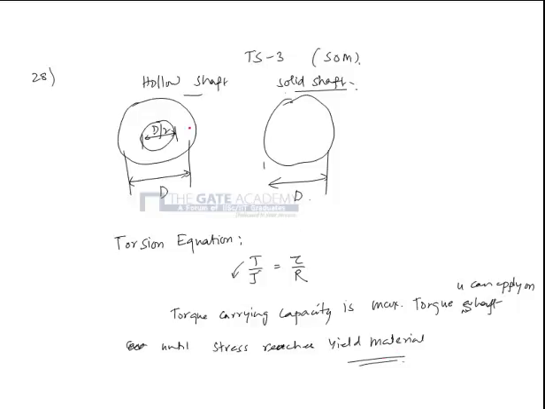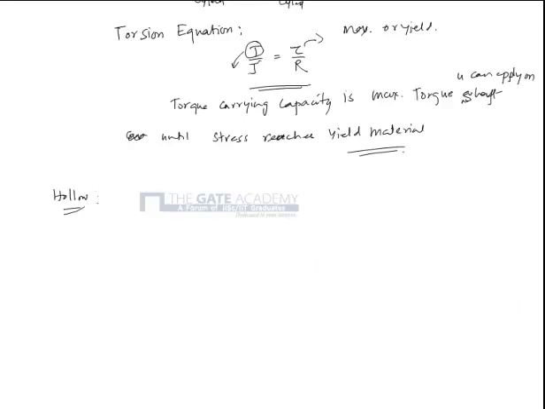Because they are made of the same material, both will have the same yield value. When it reaches the yield value, then my T is called the torque carrying capacity. So let's apply this torsion equation both for the hollow shaft and for the solid shaft. For the hollow, let T be the maximum torque carrying capacity.